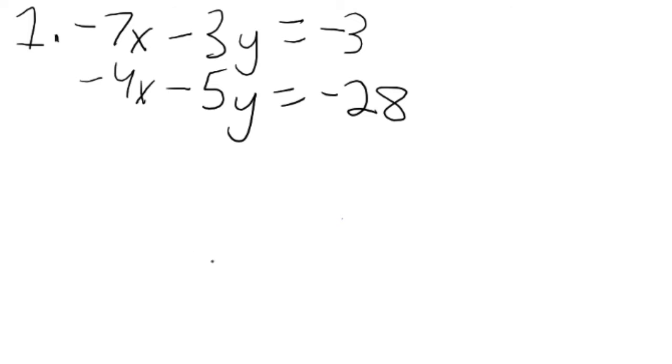So, based on my calculations right here, what I know is that there's a 3 and there's a 5. And the least common multiple of 3 and 5 is 15 because 3 times 5 is 15, 5 times 3 is 15. Pretty self-explanatory. So what I am now going to do is multiply each equation by its own number to get the y's to be the same.